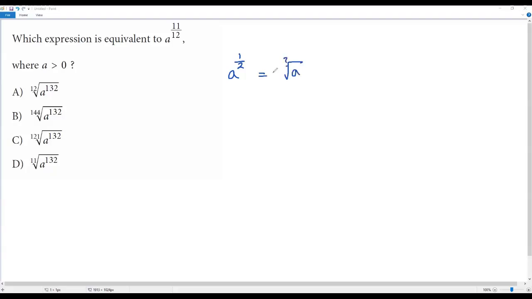And what is the index of this radical? The index of the radical is the value in the denominator, that is 2. For 2 we don't have to mention it, it's the square root of a. And please make sure the numerator has to be 1 always.